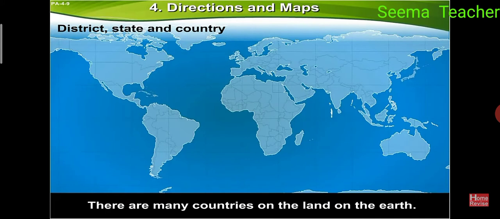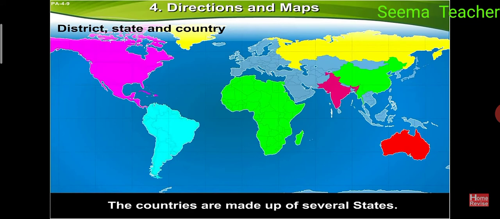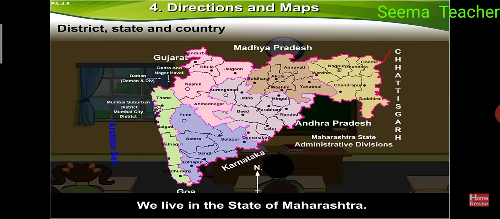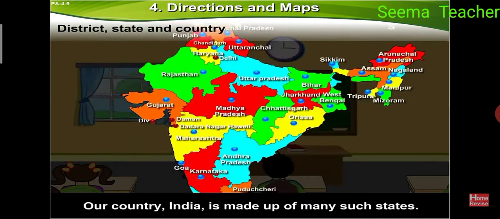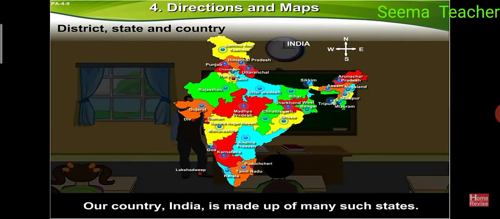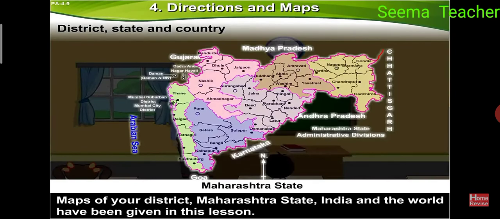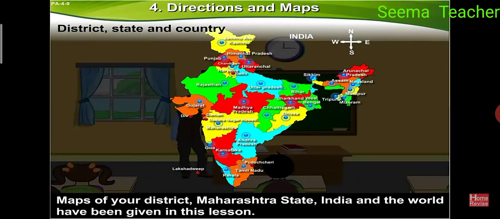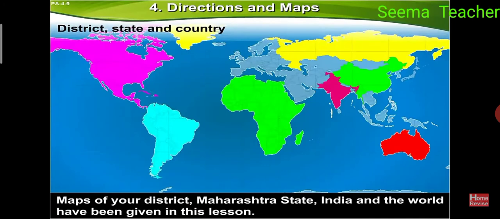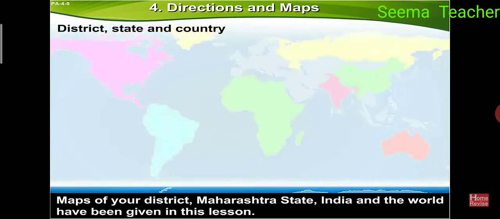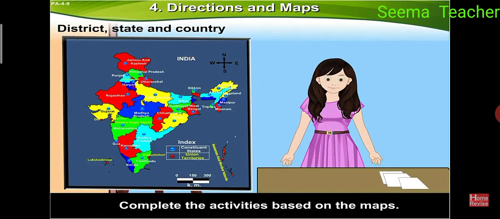There are many countries on the land on the earth. The countries are made up of several states. We live in the state of Maharashtra. Our country, India, is made up of many such states. Maps of your district, Maharashtra state, India, and the world have been given in this lesson. Complete the activities based on the map.